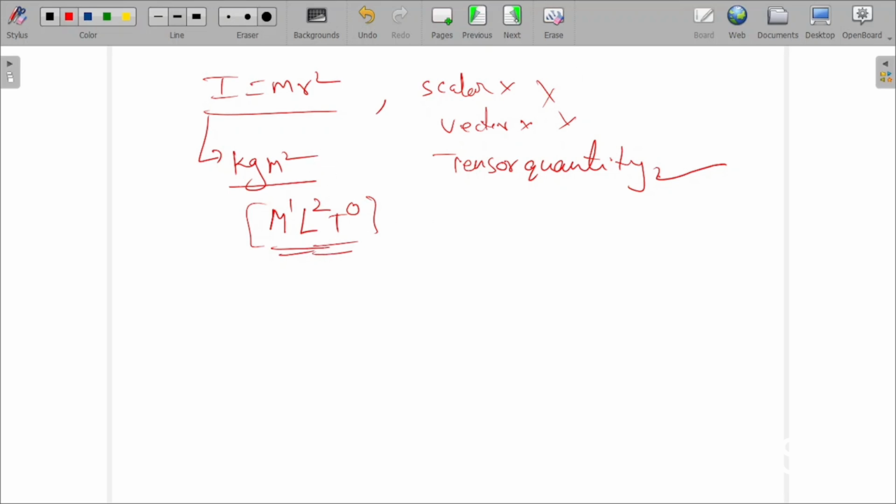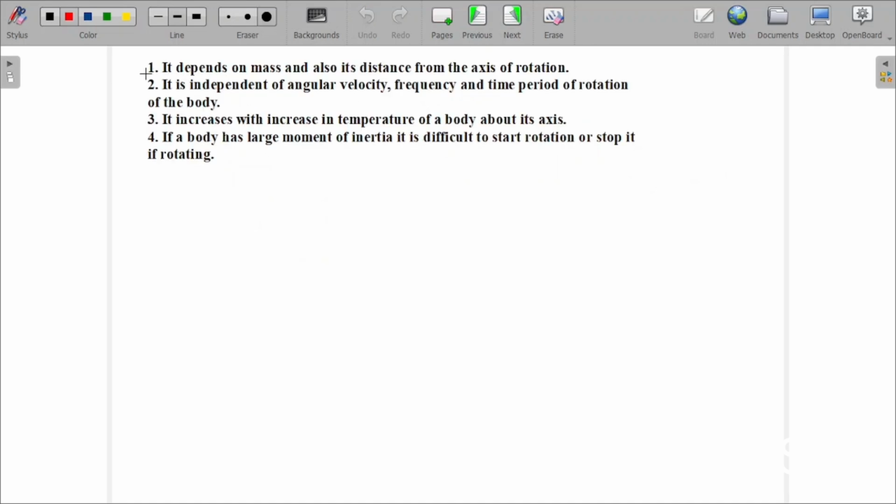Next, moment of inertia depends on what? Moment of inertia depends on mass and also its distance. That means mass m and distance r, from the axis of rotation. If it is rotating from here, this particle has a distance r, so it depends on both distance and mass. If the distance increases, then inertia also increases. Clear?